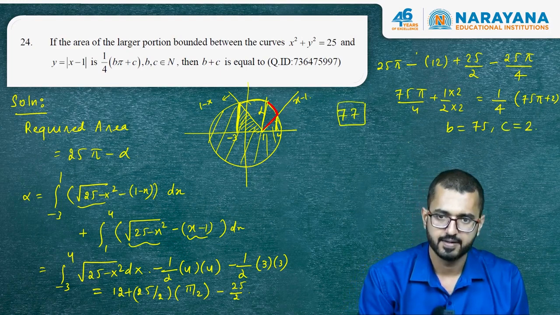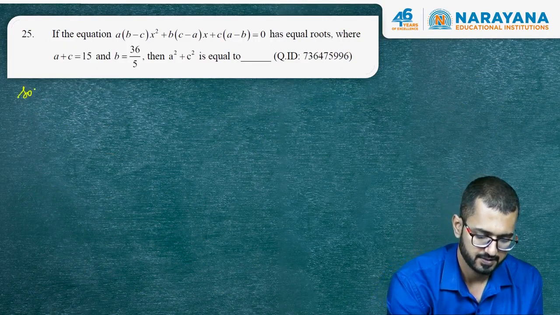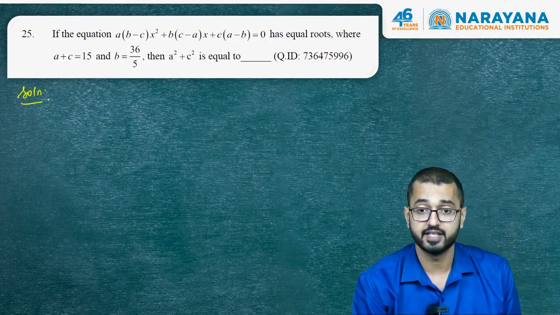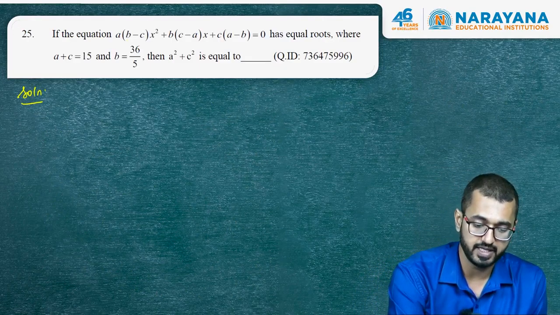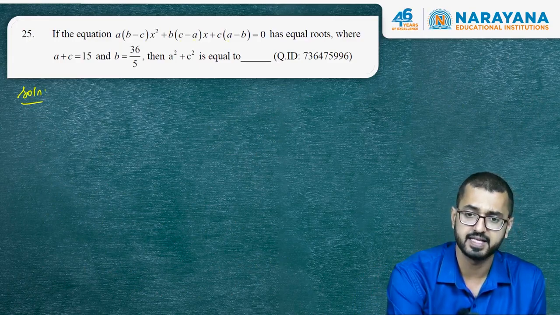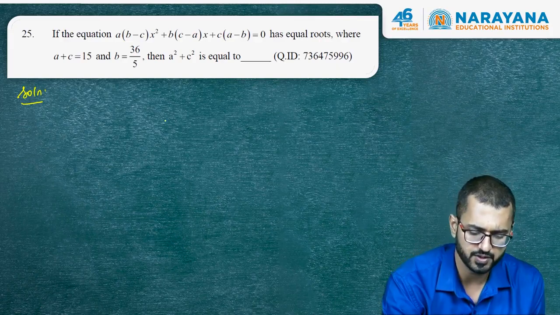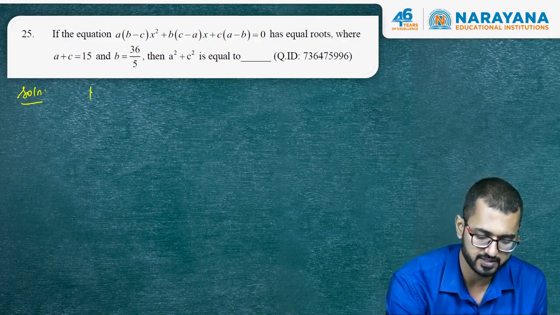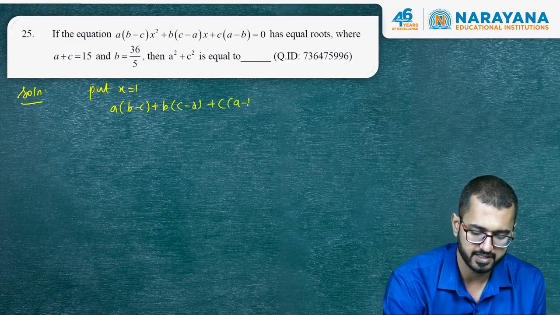Alright, moving to the next part, last question 25. It's given that this equation has equal roots. First you notice the cycle, it's given as A into B minus C, B C minus A and C A minus B. This cyclic pattern means we should check x is equal to 1. The moment we put x is equal to 1, this turns out to be A B minus C plus B C minus A plus C A minus B. This gets cancelled, the total is equal to 0.